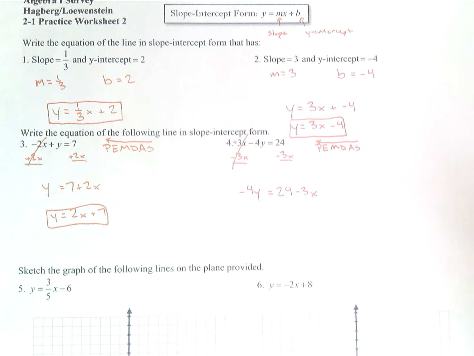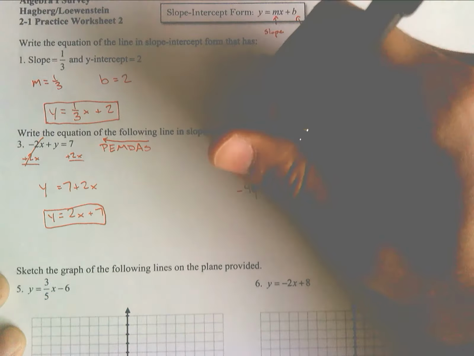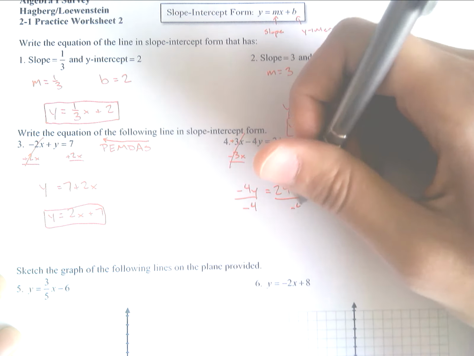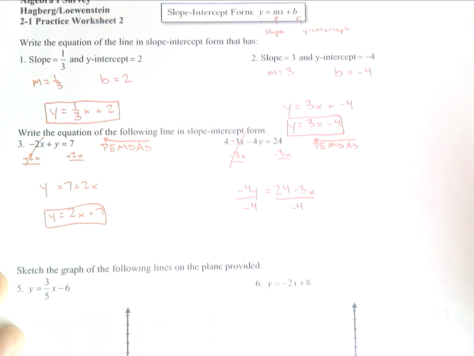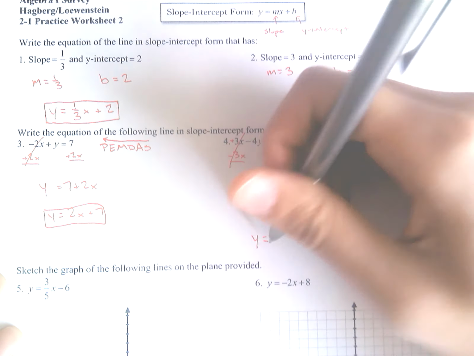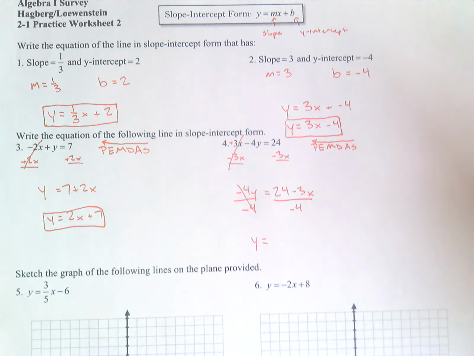We've got one more step to get y by itself. We have negative 4 times y. So in order to undo multiplication, we are going to divide by negative 4. On the left-hand side, it cancels, and we're just left with y. On the right-hand side, we have to divide out each of these terms by negative 4.